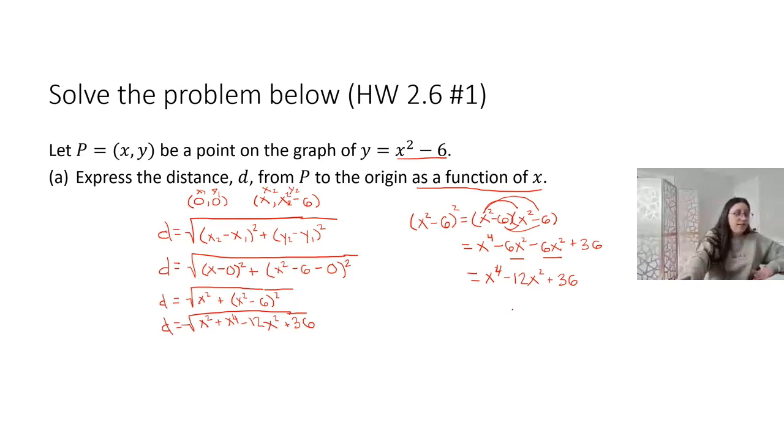And then this is almost fully simplified. The last step is I have two terms with x squared inside my distance. So I'm going to combine those terms. So I have x to the fourth, x squared minus 12x squared is negative 11x squared, plus 36. Okay, so at this point, we have our distance, d, in terms of x.